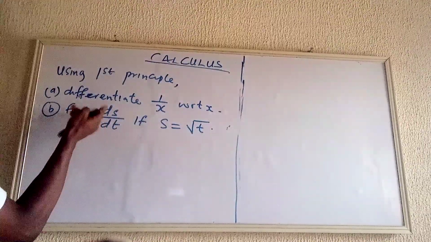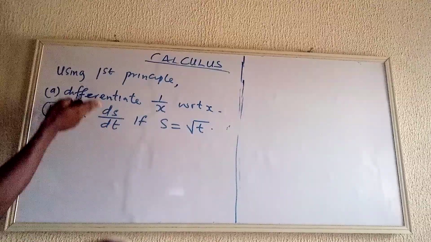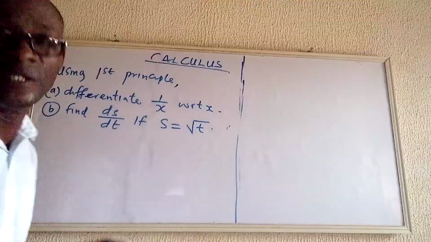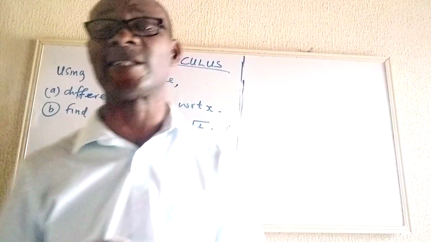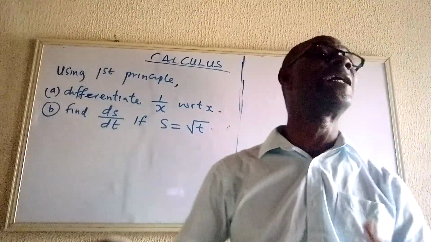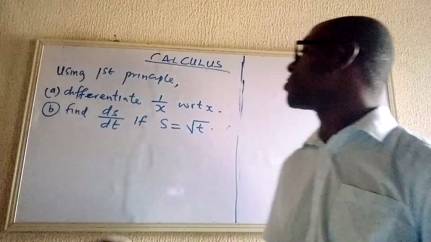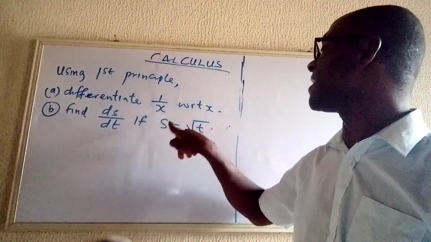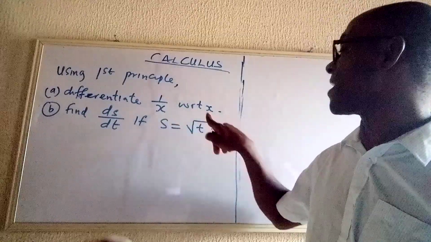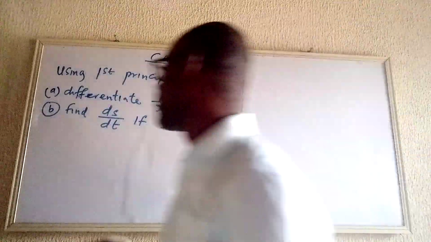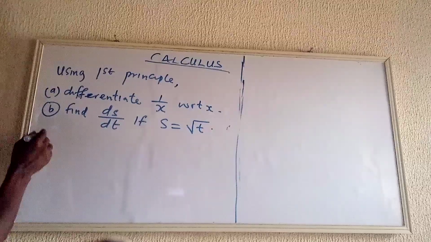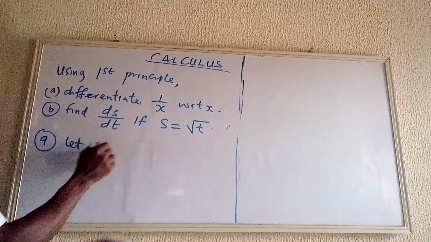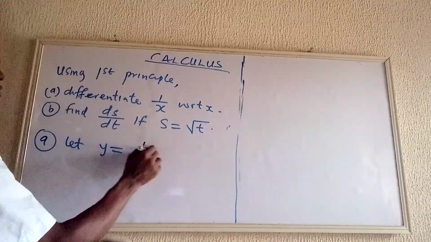When you see the words find ds/dt, ds over dt, you know you are differentiating. You have to differentiate, because if you don't differentiate, you can't get ds/dt. So the meaning of ds/dt is we are differentiating s with respect to t. Now, to answer question A, let y equal 1 over x.